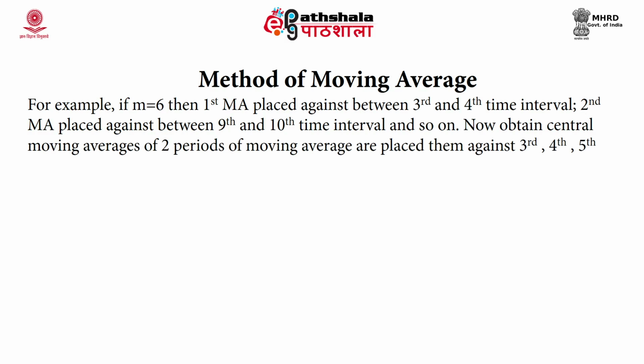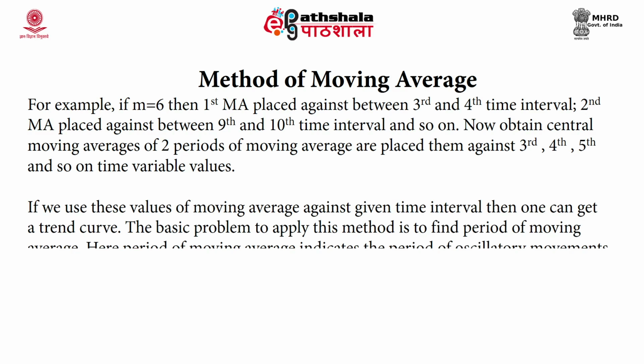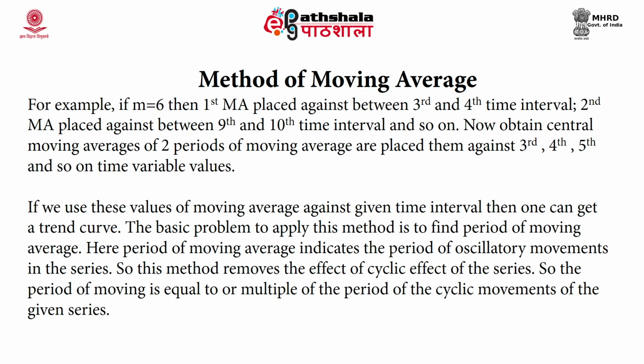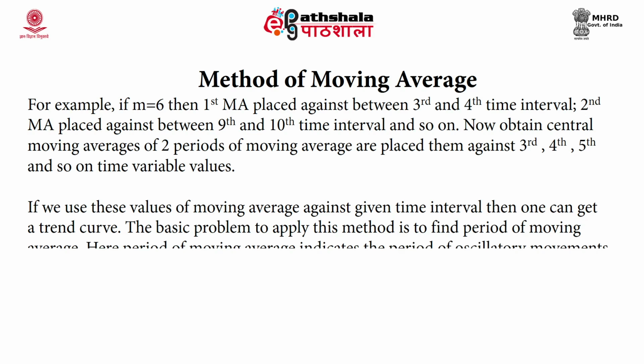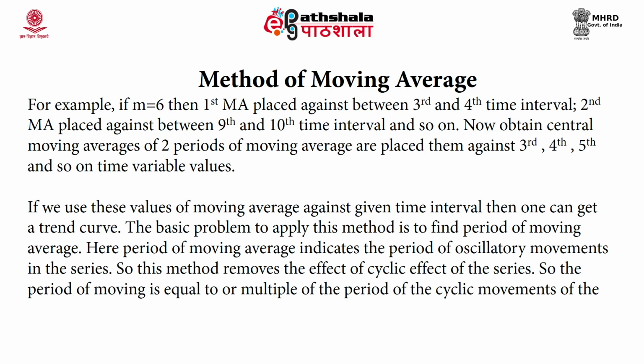Method of moving average. For example, if m is equal to 6, then the first moving average is placed between the third and fourth time intervals, the second moving average is placed between the 9th and 10th time intervals, and so on. Now, the centered moving averages of two periods of moving averages are placed against the third, fourth, fifth and so on time intervals. If we use these moving average values against the given time intervals, then one can get a trend curve. The basic problem in applying this method is to find the period of the moving average.